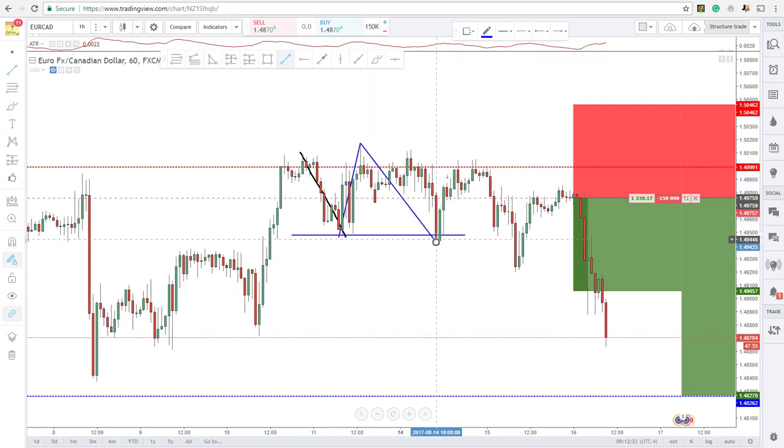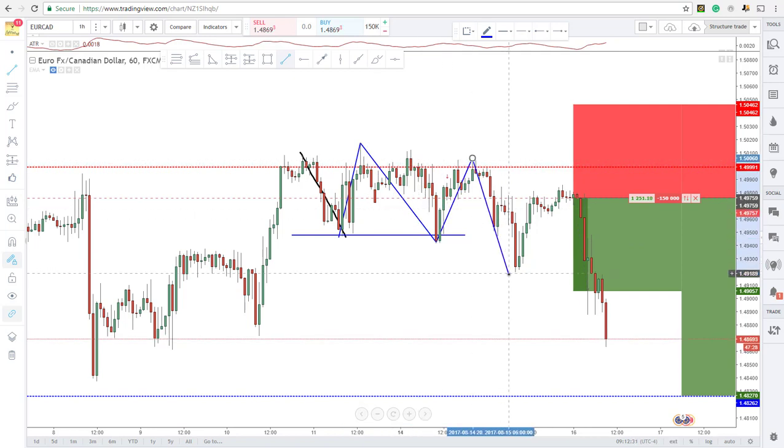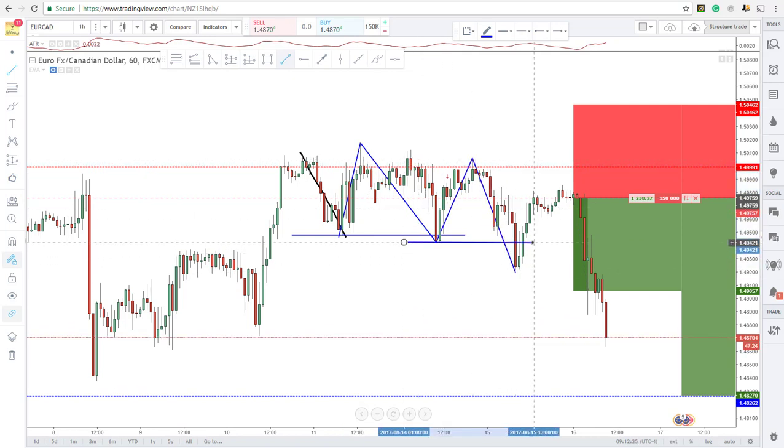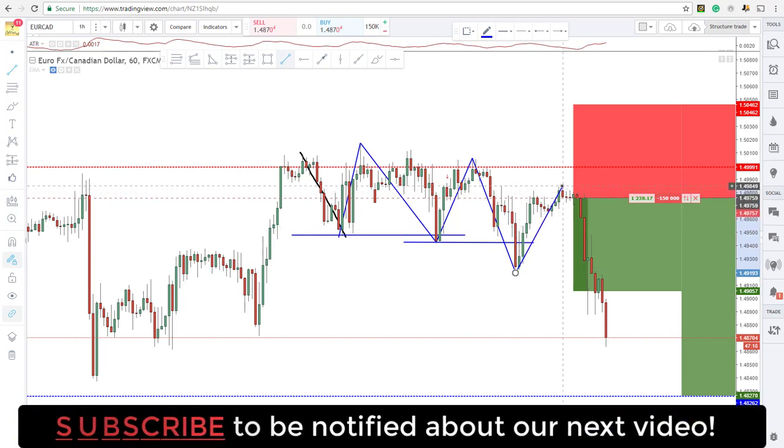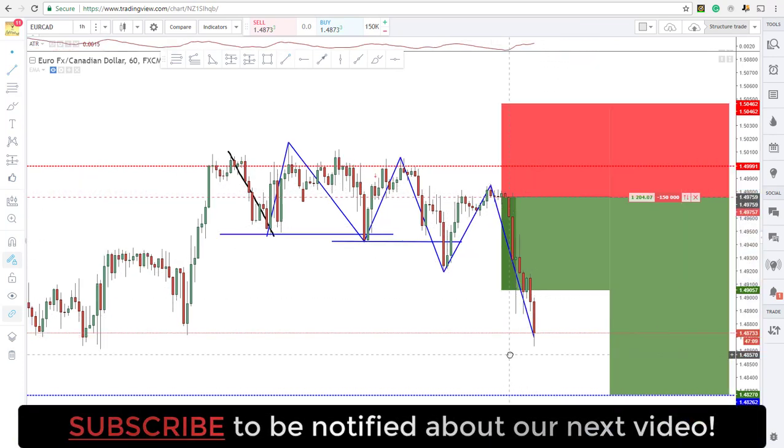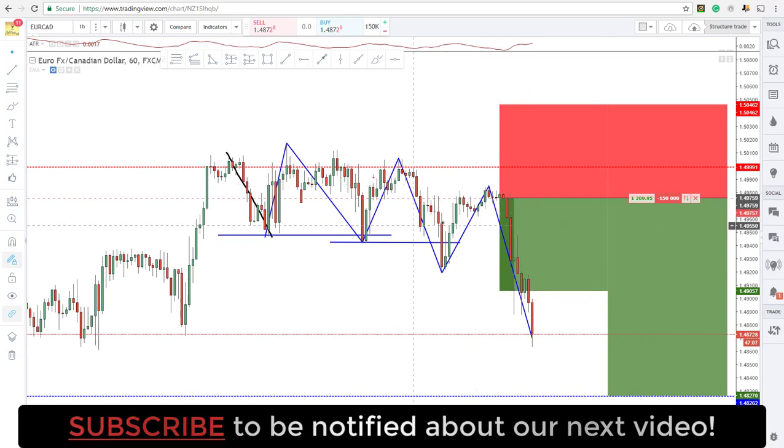Then what happens? We push back up, back to that same daily level of structure, and then we break the low again. So every time we pushed up to this level, the market was pushed down a little bit harder each time. And then we get another pullback here, and finally the big drop. The over 100 pip drop that we've seen just today.